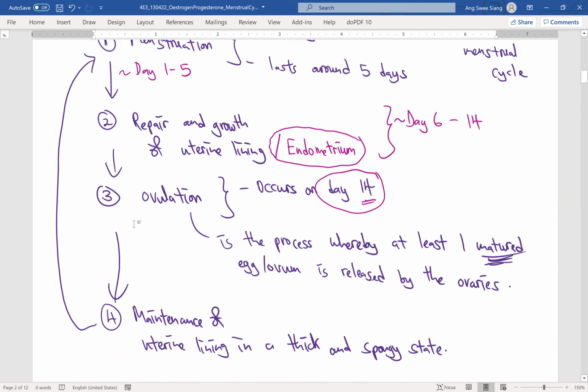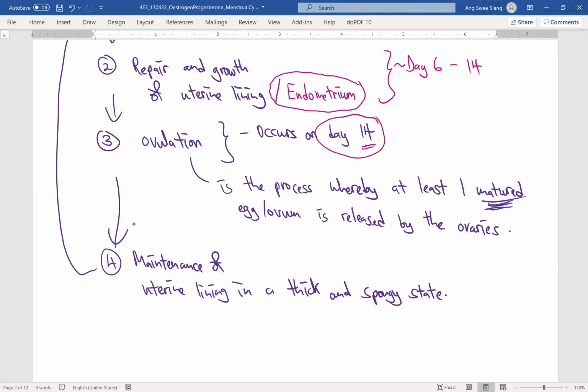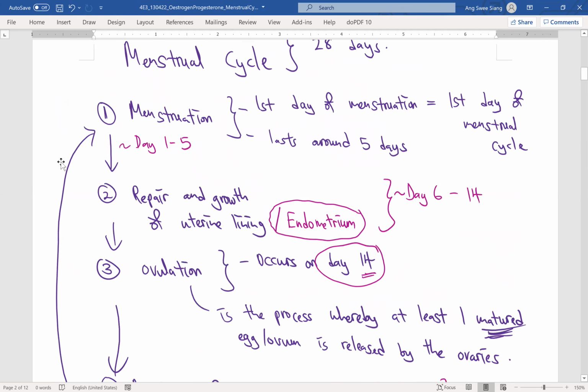Then the maintenance of the uterine lining in a thick and spongy state will be from day 15, actually day 14, all the way to day 28, because the menstrual cycle is 28 days in your syllabus. So this is for the menstrual cycle. We are done with the menstrual cycle.